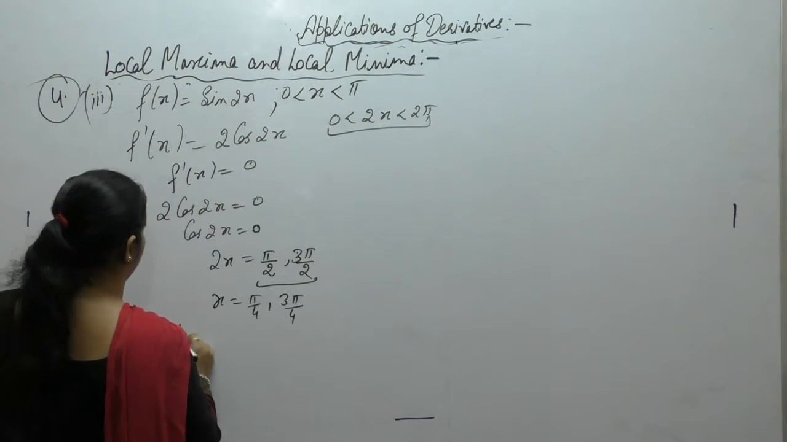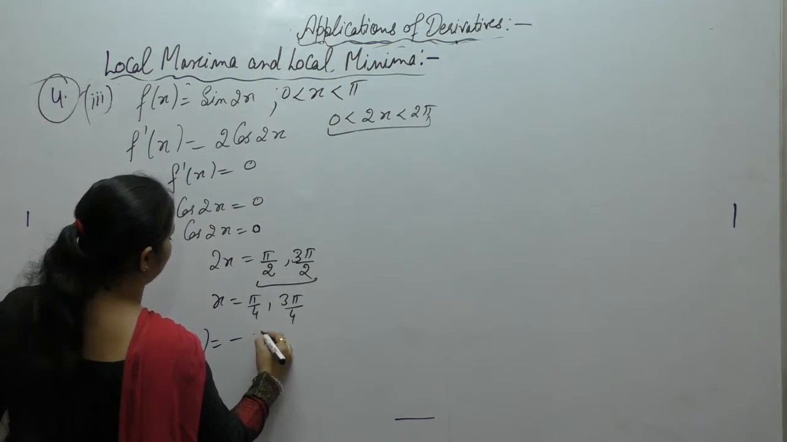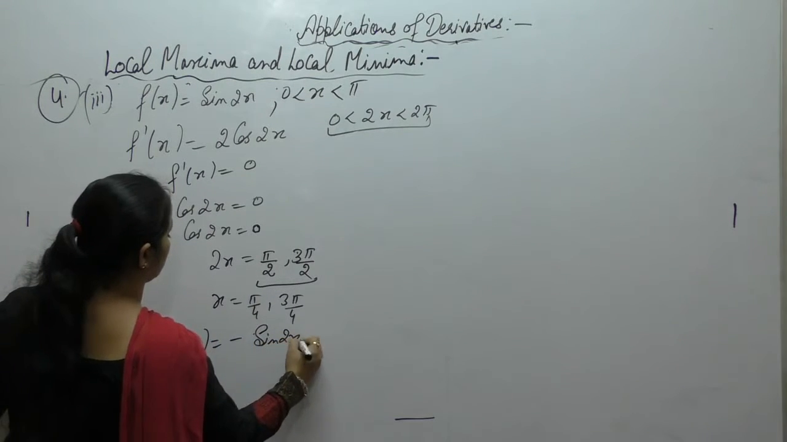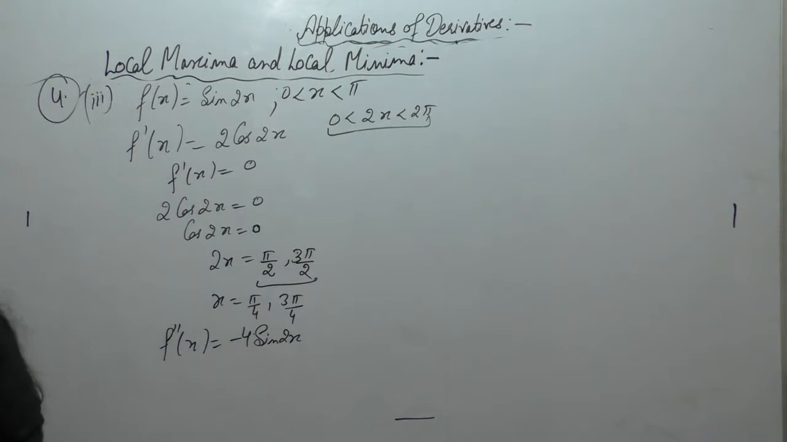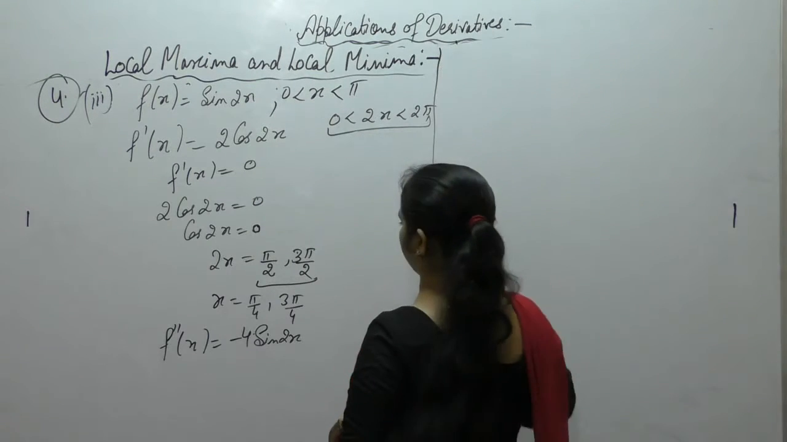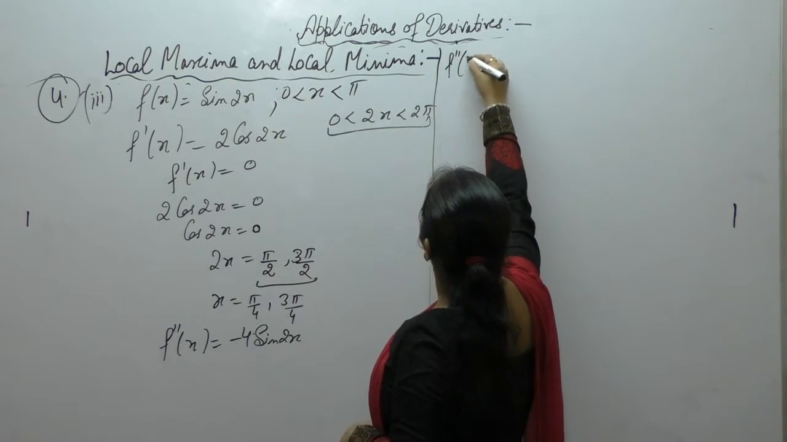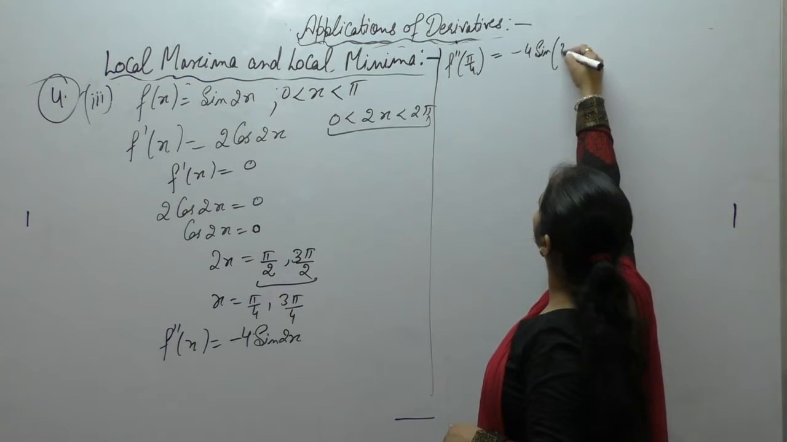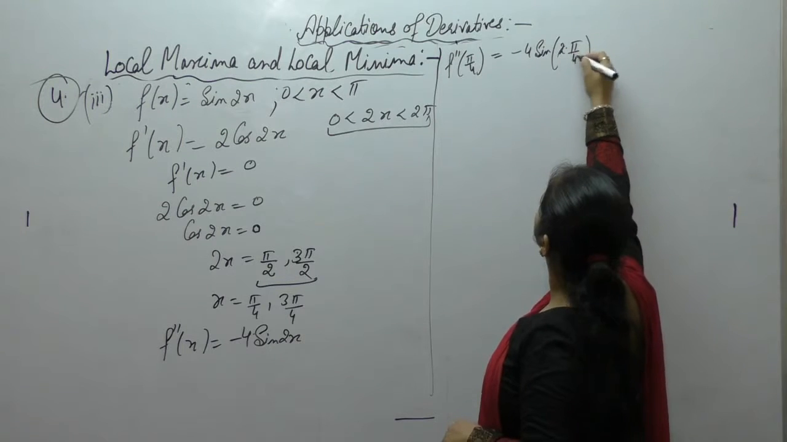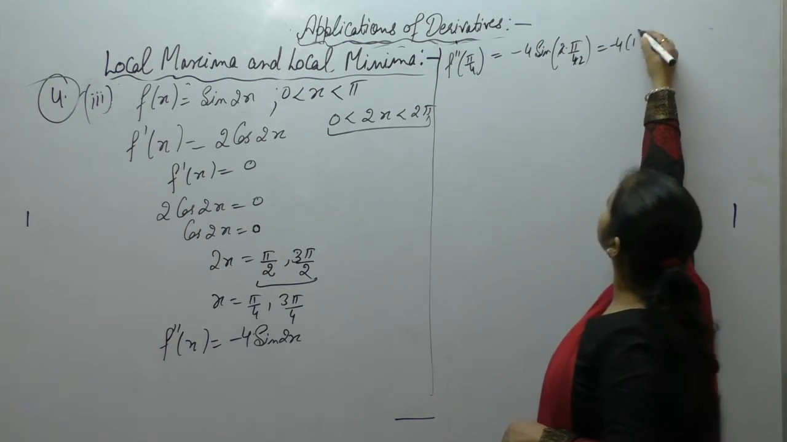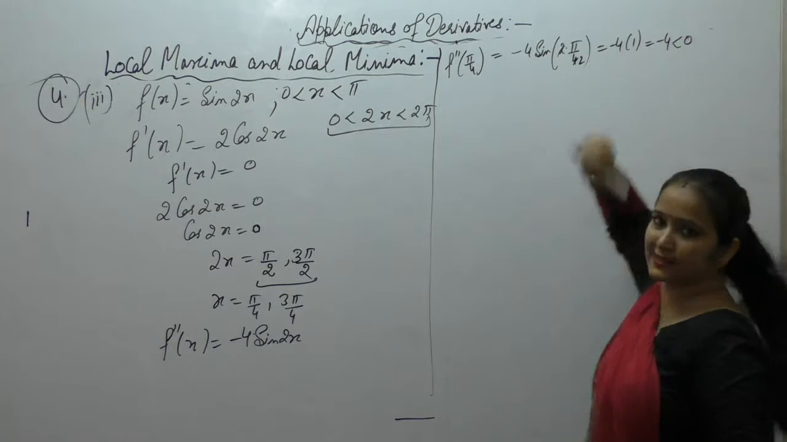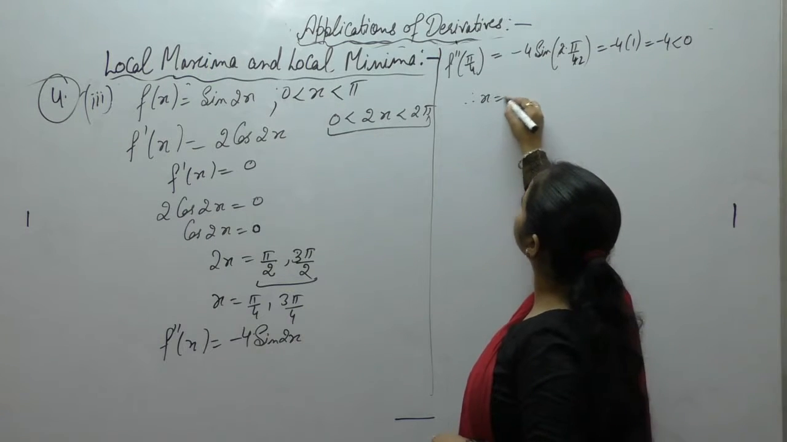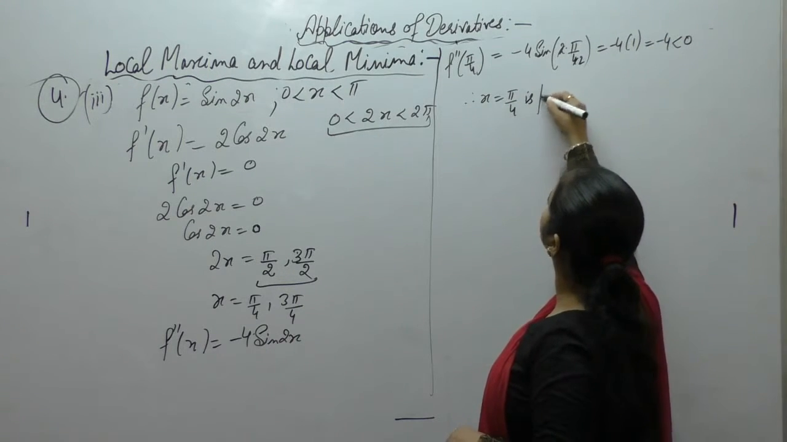Now find the second derivative. Derivative of cos is minus sine 2x into 2, which is minus 4 sine 2x. Now at x equal to pi by 4, f double dash pi by 4 is minus 4 sine 2 into pi by 4, that is pi by 2. Sine 90 is 1. Less than 0. Therefore, pi by 4 is a point of local maxima.